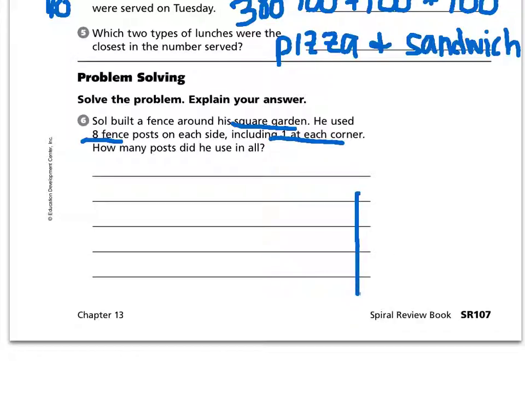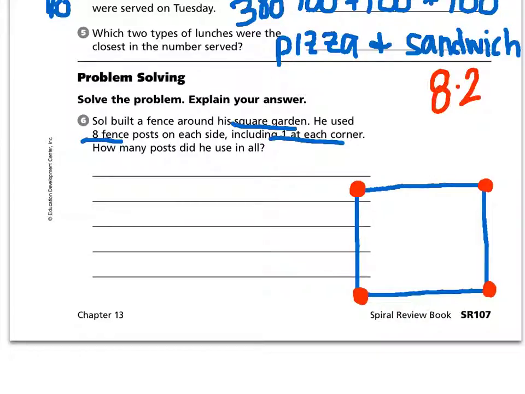Well, I know that it's going to be square, which means that it's equal on all sides. He then used 1 post at each corner. I know that I can put 1 post at each corner, and that would be 4 posts. Now on each side, he used 8 posts. Well, I already have 2 for each side because he counts the corners. So I'm going to only make the ones in the middle. So I know that 8 minus 2 would equal 6.